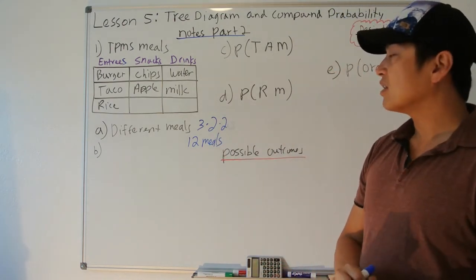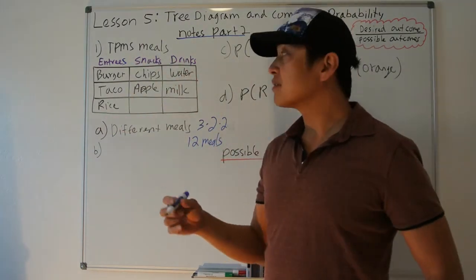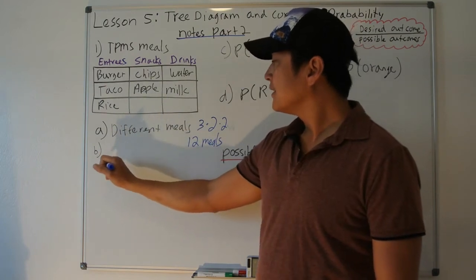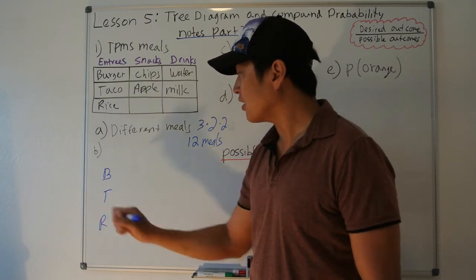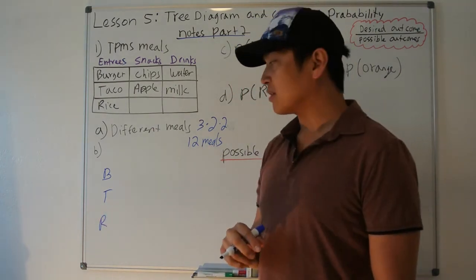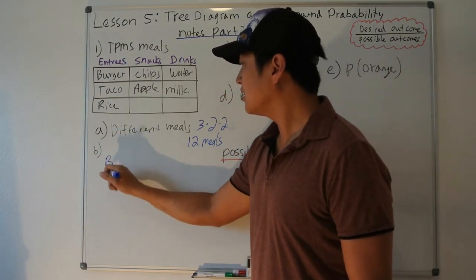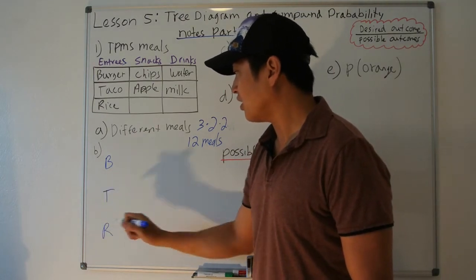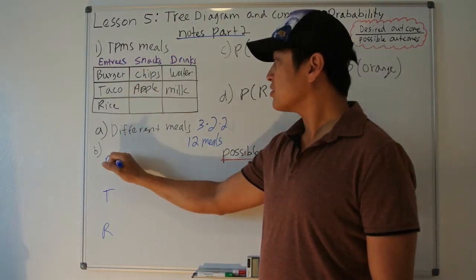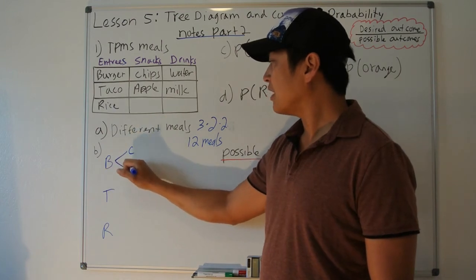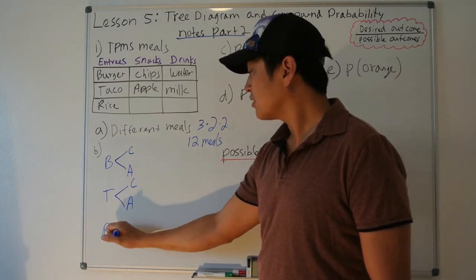Now for B, they want us to do a tree diagram. You don't have to write out all the words, you could use the letters B, T, and R. I'm actually going to spread them apart a little bit. Let's try it again. B, T, R. So you have a burger, your snacks option would be chips or apples. Same thing for tacos, chips or apples.